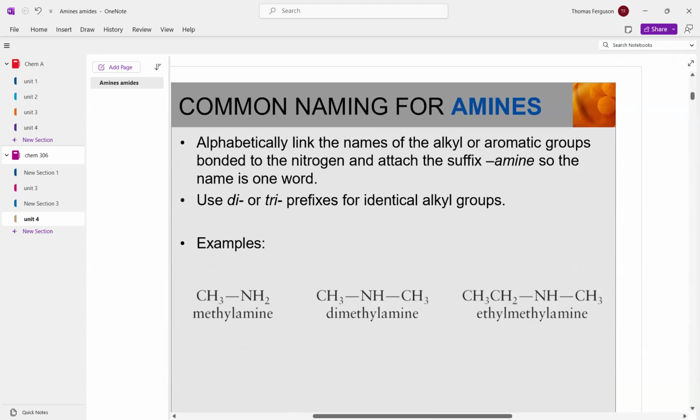Like ethers, frequently amines are named in a common way. So for example, what's attached to the nitrogen? Methylamine, dimethylamine, or if it's different, ethyl methylamine. That's the common way of naming these, not the IUPAC way though.